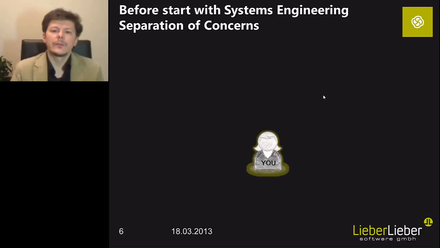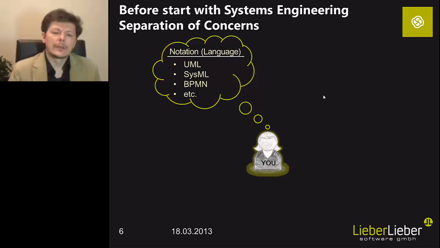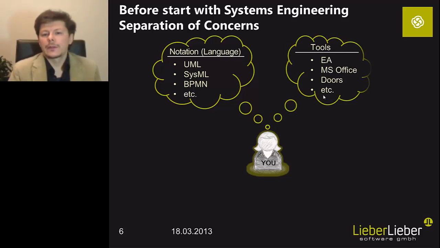Before starting with system engineering, you need to answer some questions and separate the concerns. The first question you need to answer is what notation you want to use for the modeling. Is it UML, SysML, BPMN, or probably something different? The next question will be the tool.